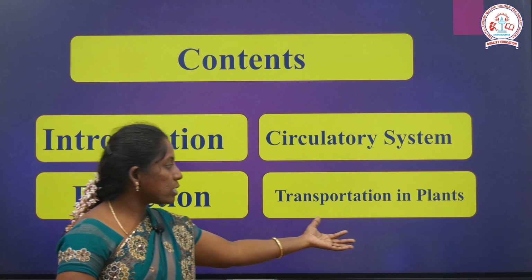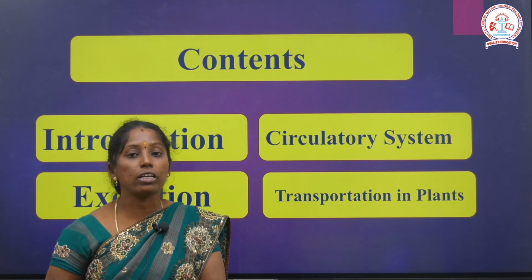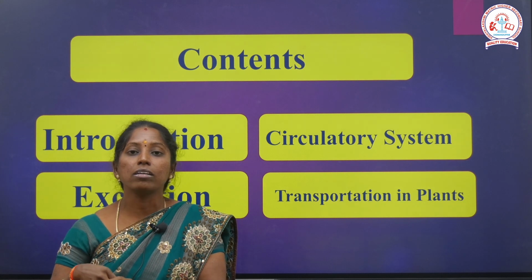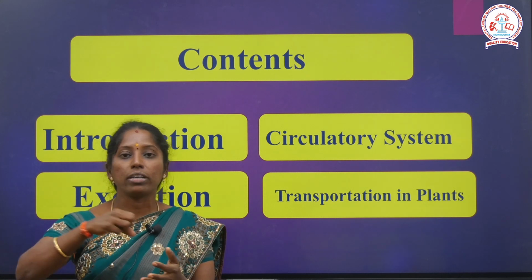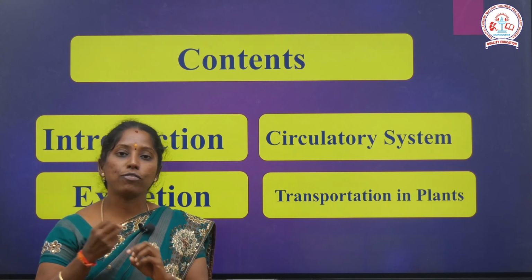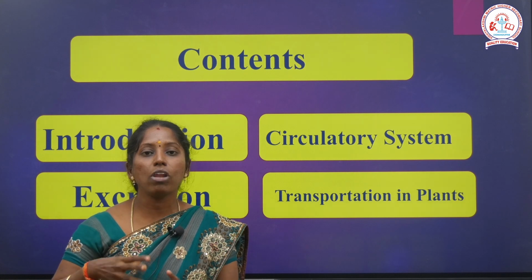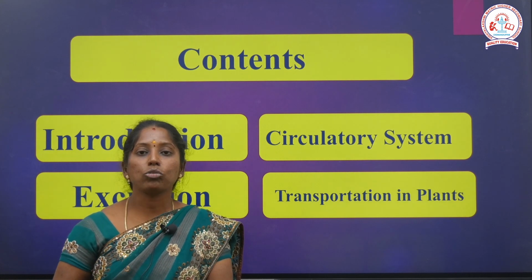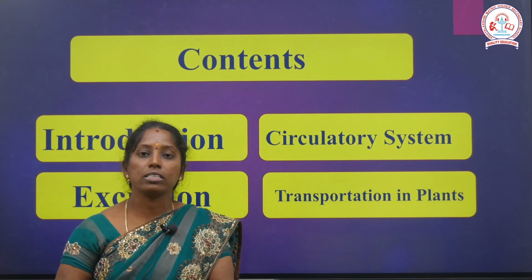Then finally we saw transportation, then transpiration also. What are the 2 tissues present in our plant? Vascular tissues, called xylem and phloem. Xylem carries water, phloem carries food. Then finally transpiration: the removal of water from the plant through the stomata is called transpiration. I hope you all understand these contents.